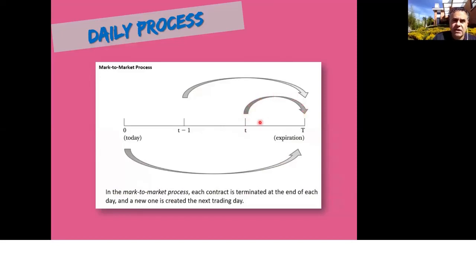So in this way, the mark-to-market process avoids any accumulation of profits and losses, so there's no way that you can actually default or someone default on you, because every day all accounts are going to be cleared and reset.